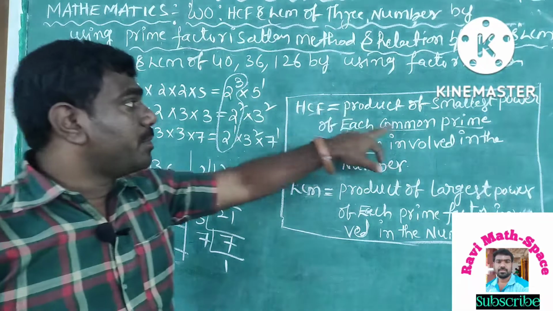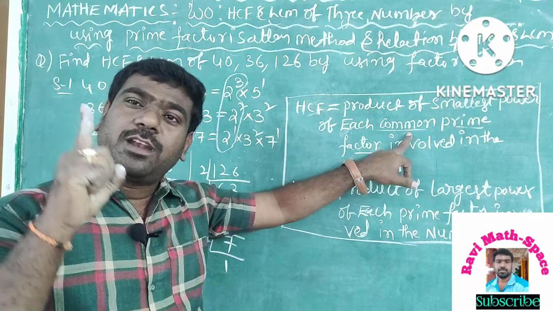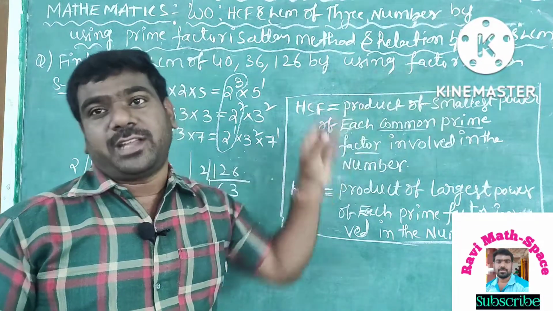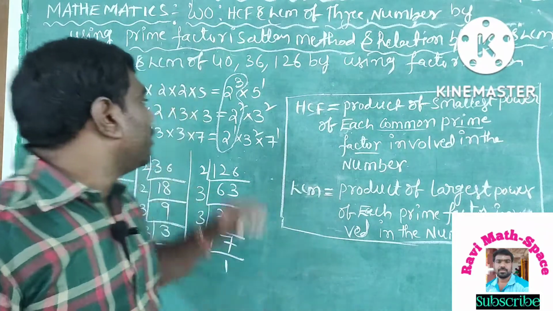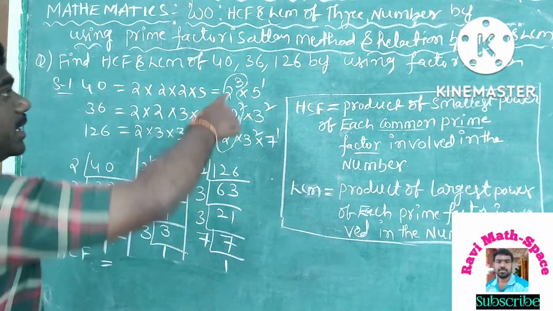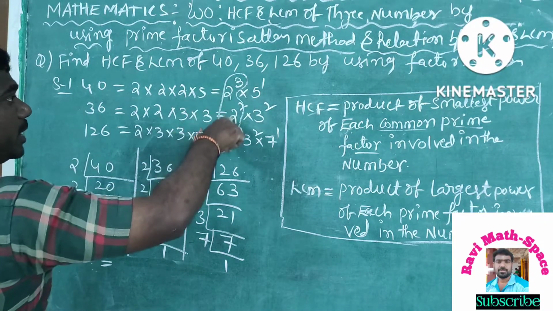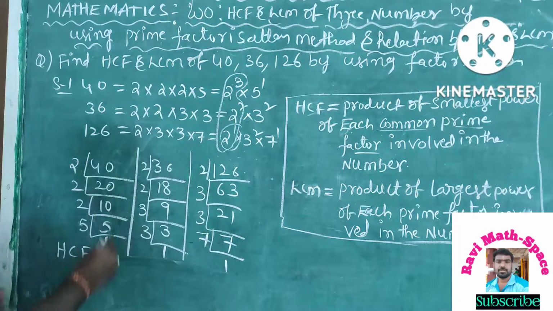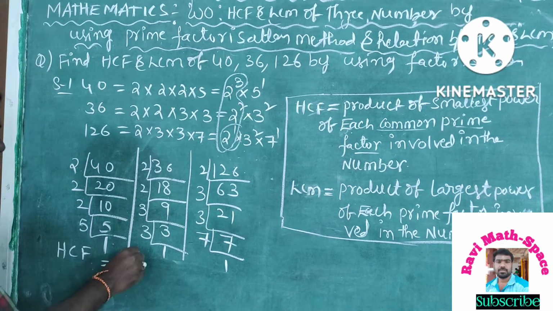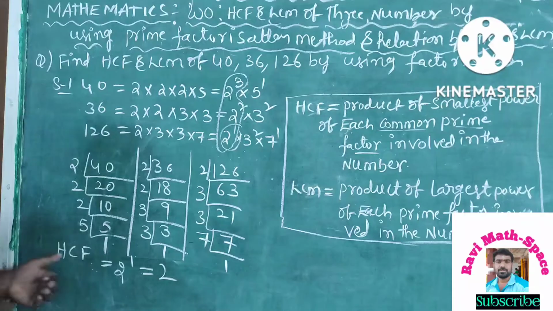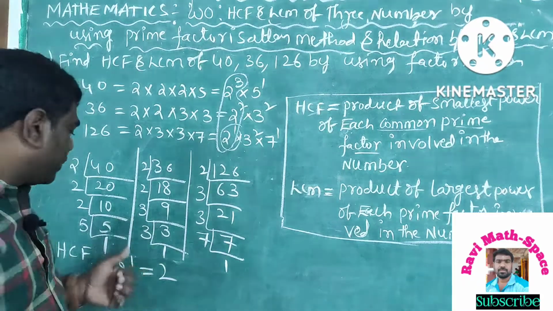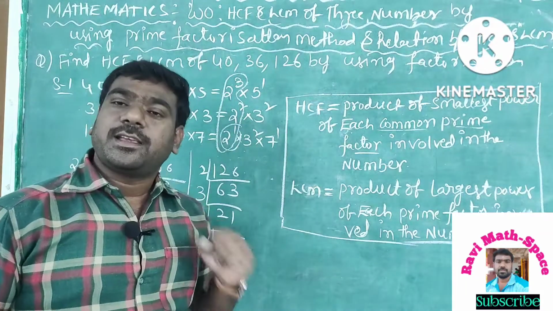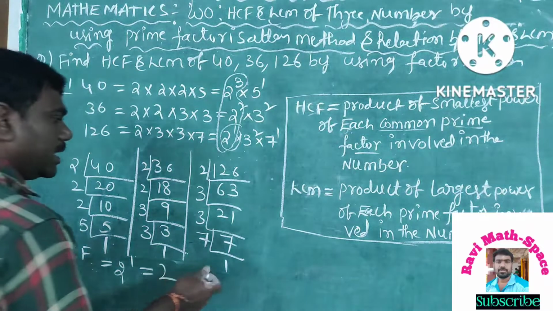So for each common prime number, we have only one common number. For that common number, we should take the smallest power. That is going to be the answer. What is the smallest power in this? The smallest power is 2 cube, 2 square, 2 power 1. 2 power 1 is the smallest power, which we are going to consider, which is nothing but 2. Therefore, HCF is equal to 2. Therefore, 2 is the HCF of 40, 36, 126.